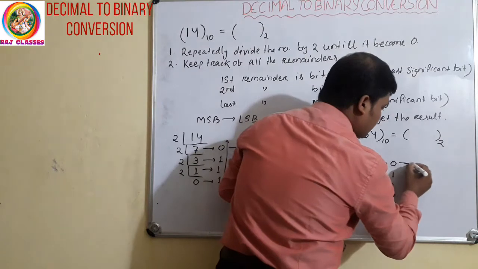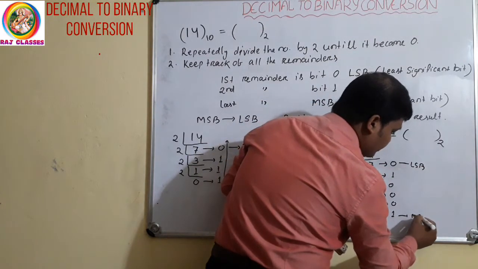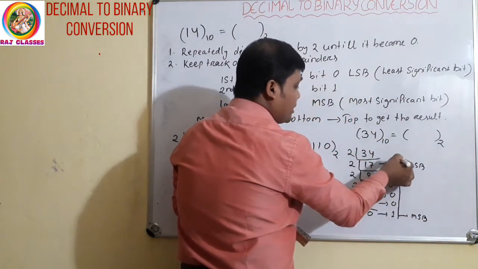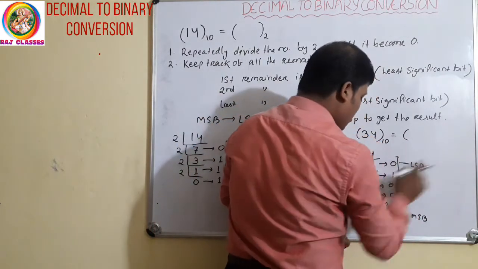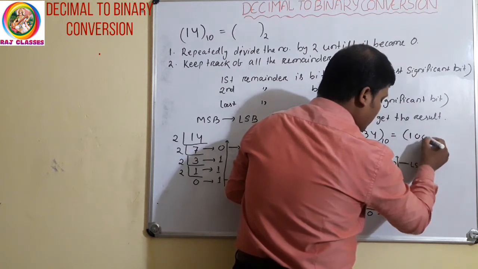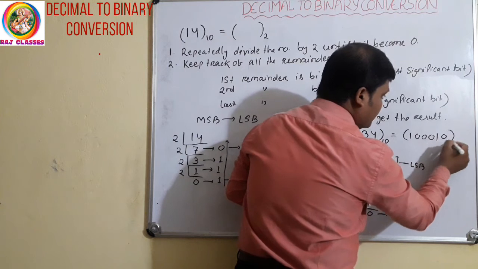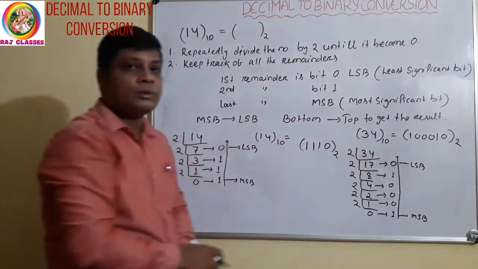This is LSB, and this is MSB. We have to travel from MSB to LSB, bottom to top, to get the result. So what will we get as the result? This is 1 0 0 0 1 0 base 2. This is the binary value of 34.